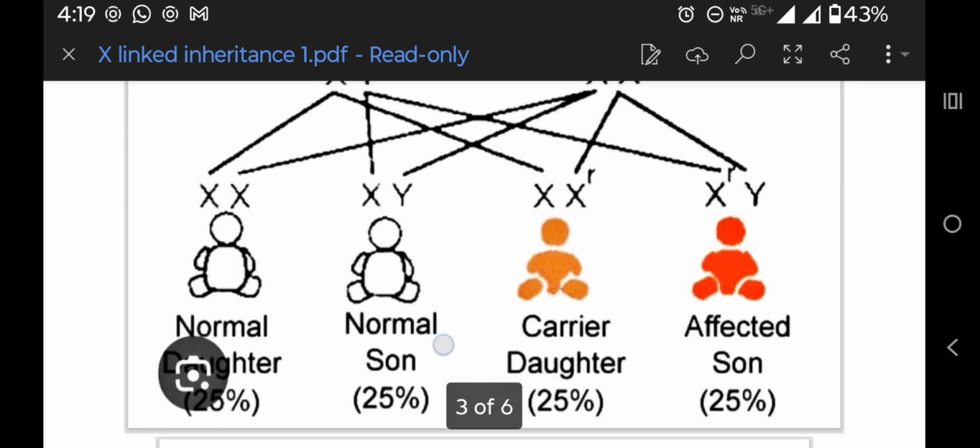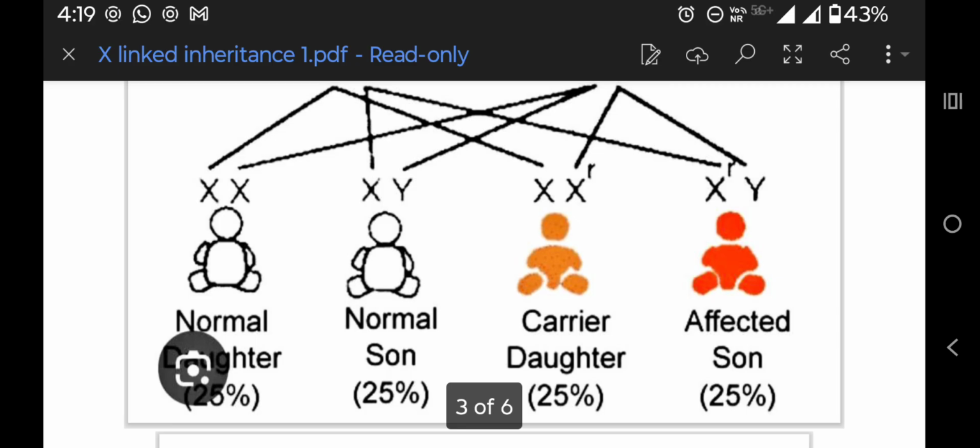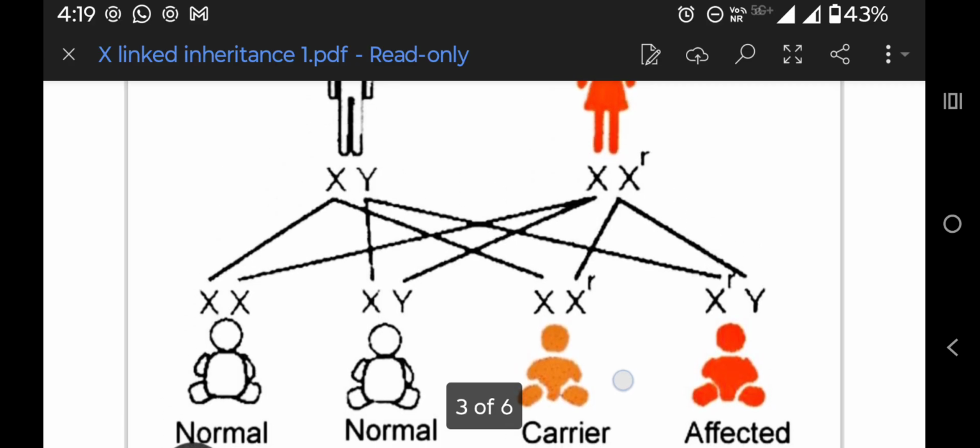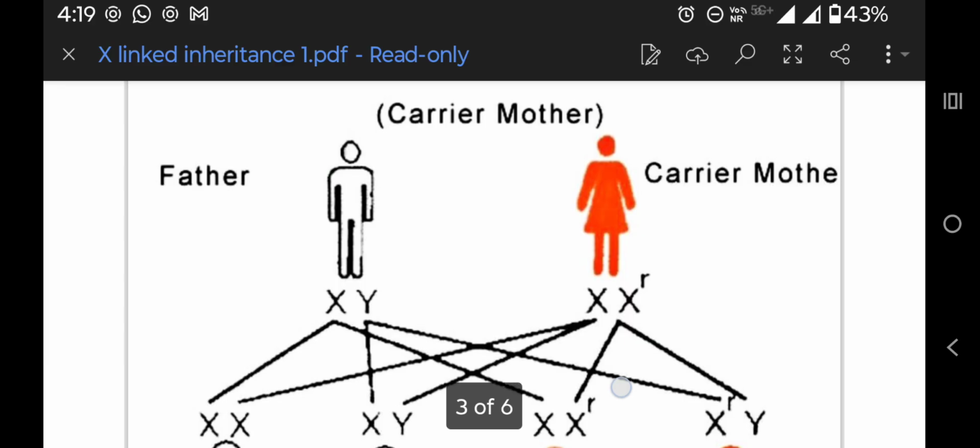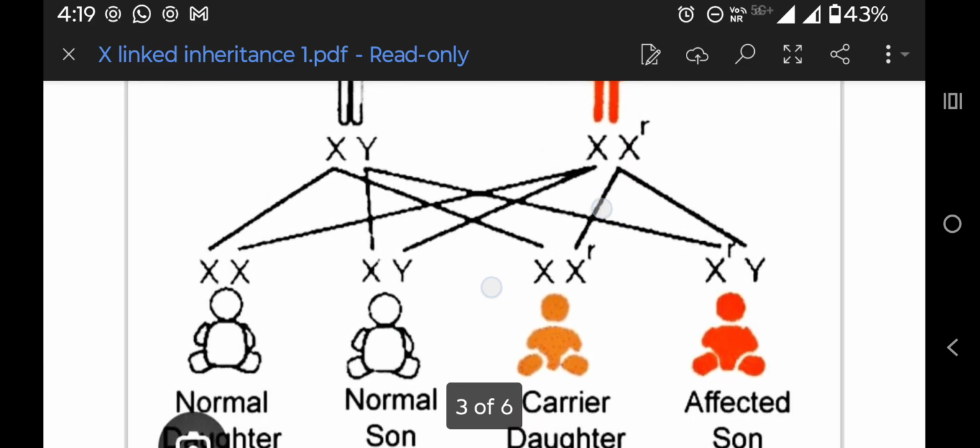It means that of the progeny of the male and the female, 25% are normal daughters, 25% normal sons, 25% carrier daughters, and 25% affected sons. You can see here the crisscross inheritance in this diagram. So this is the whole diagram.